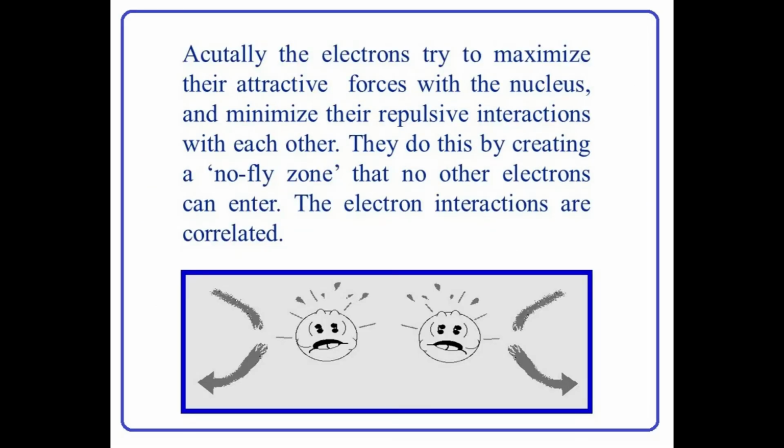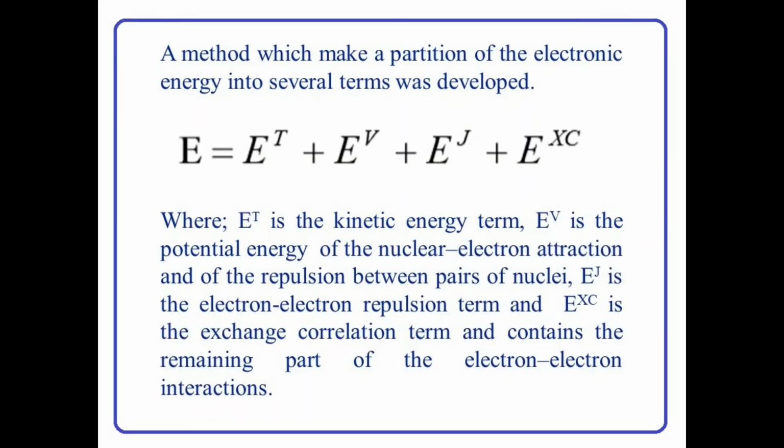They do this by creating a no-fly zone, so that no other electrons can enter. The electron interactions are then correlated. This is the main concept to go from the Schrödinger wave equation for the atom to the Schrödinger wave equation for molecules. And then, as mentioned, a method which makes a partition of the electronic energy into several terms was developed. As we compare here, this is the equation of Schrödinger, which has two terms, but if you describe the equation for molecules, we have four terms instead of two.